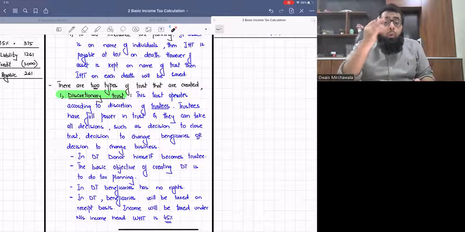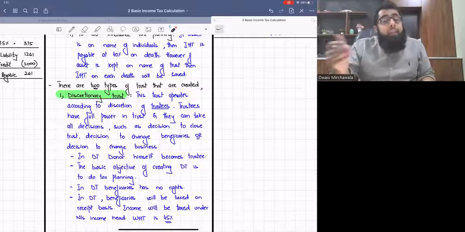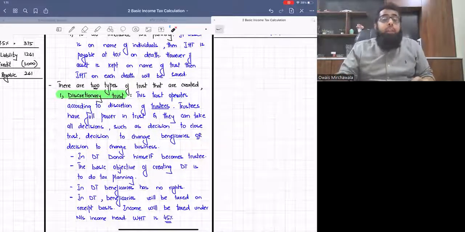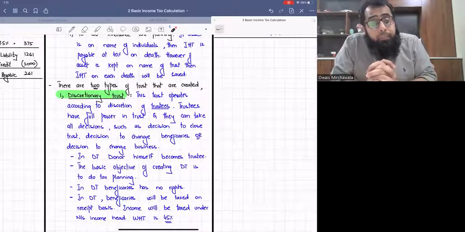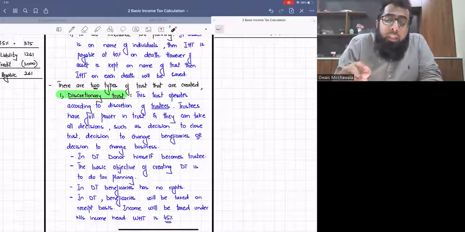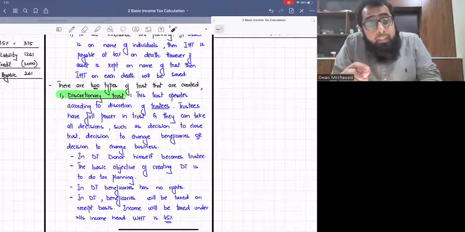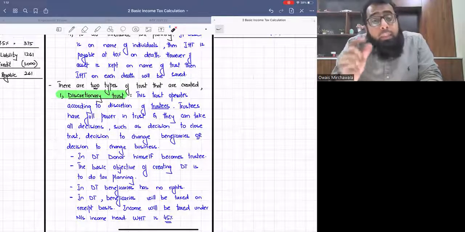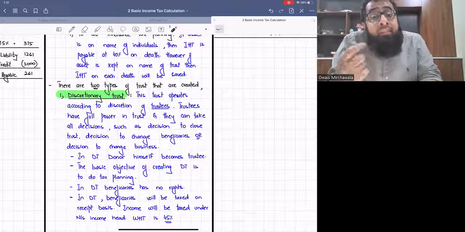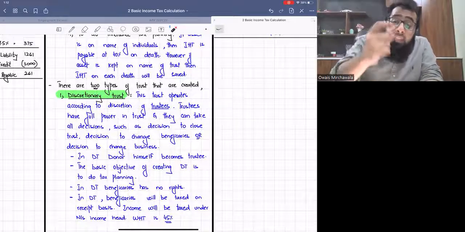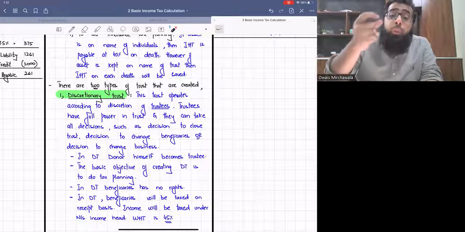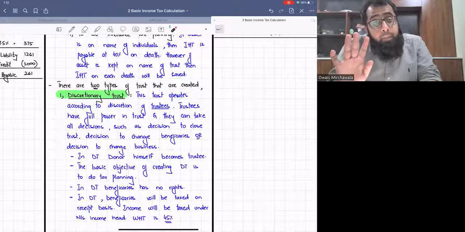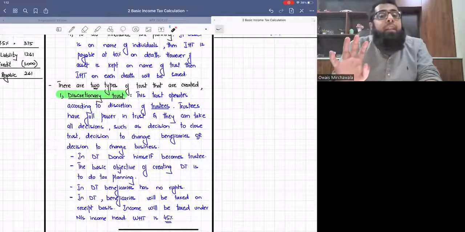The first one is called the discretionary trust, and the second one is called interest in possession trust. Now, what is discretionary trust? Discretionary trust is a trust which operates according to the discretion. The word discretion means choice, will. Discretionary trust operates according to the discretion of the trustees. The trustees have full power in this trust.